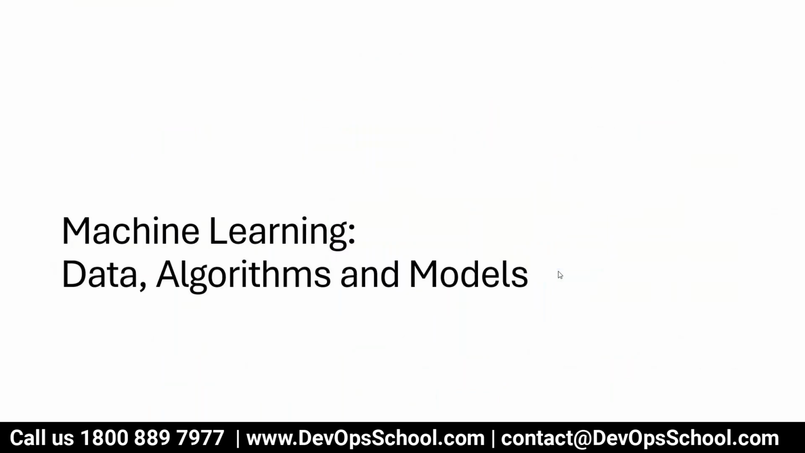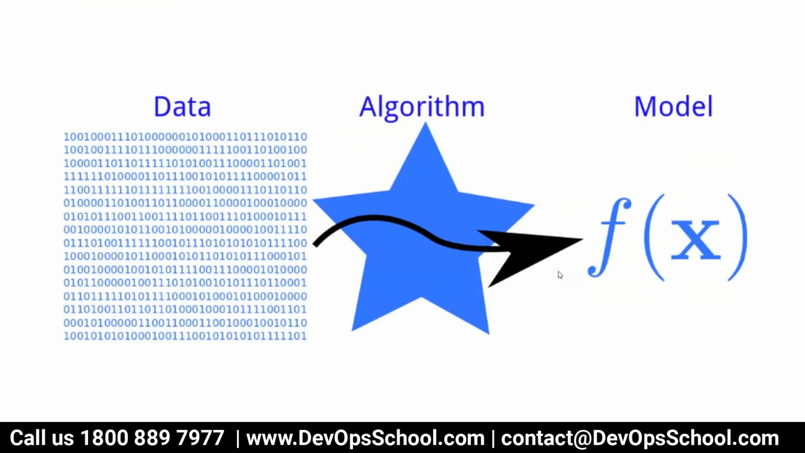Now the most important part of machine learning is three things: data, algorithm, and models. You need to know this, because this is where you are going to work in order to automate. Data, algorithms, and models are the parts of machine learning. So what is data, what is an algorithm, and what is a model? These three things combined together create a machine learning experience.